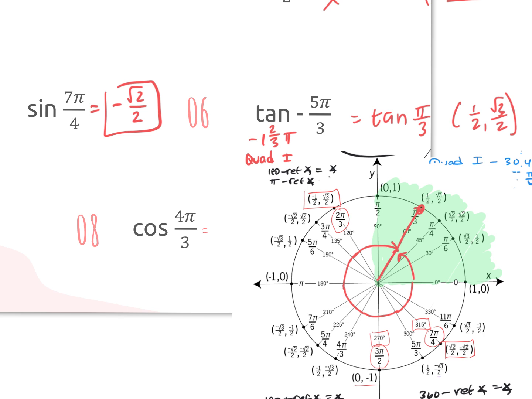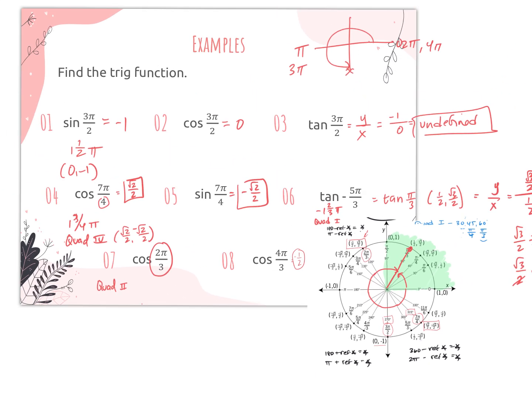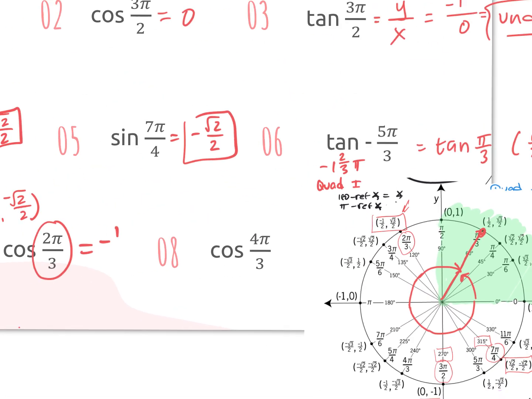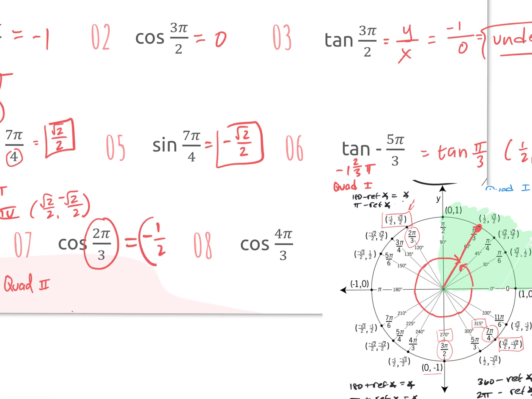Okay, so it equals negative 1 over 2. And that's my answer. It's the x value of this ordered pair. Oh, wait, it's not that one. Sorry. It's over here, and it's negative 1 over 2. That's the answer.